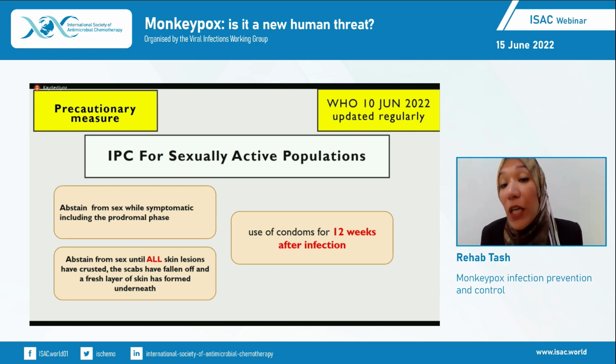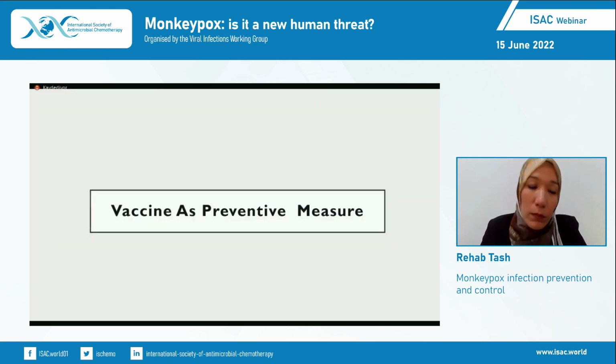Sexually active people should know that condom use for 12 weeks after infection is not for prevention of monkeypox; it's prevention for sexually transmitted diseases, but alone it can't prevent monkeypox. And as our colleagues and the previous speakers talked about, vaccine is a very effective preventive measure, pre-exposure and post-exposure.